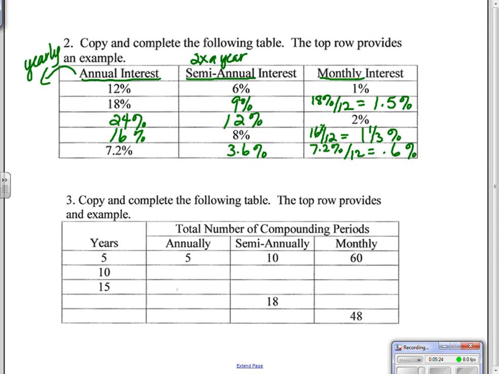All right, we're going to look at the second table as well. We're talking about compounding periods. The way I explain it isn't really what happens, but compounding periods to me is how many times in a year your banker sits down and figures out your interest and puts it into your account.